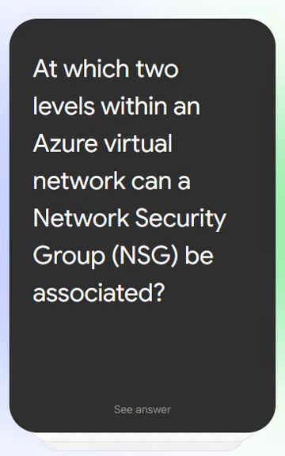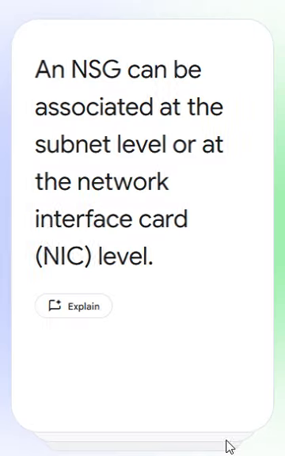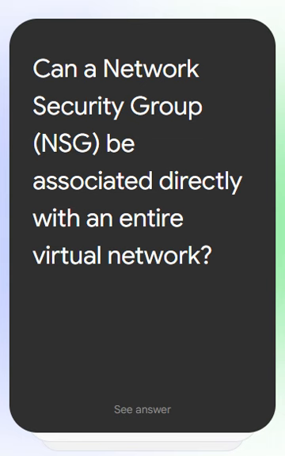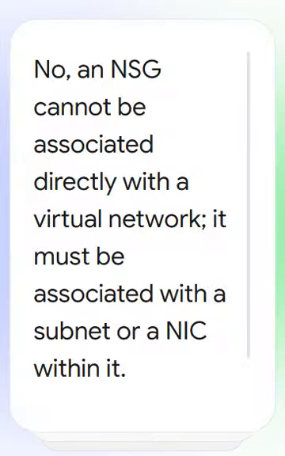At which two levels within an Azure virtual network can a network security group (NSG) be associated? An NSG can be associated at the subnet level or at the network interface card level (NIC level). Can a network security group be associated directly with an entire virtual network? No, an NSG cannot be associated directly with a virtual network. It must be associated with a subnet or a NIC within it.